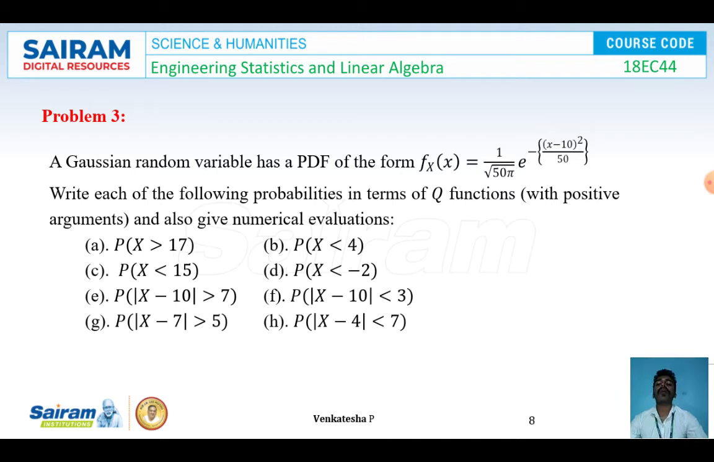The first one is p of x is greater than 17. Second one, p of x is less than 4. Third one, p of x is less than 15. Fourth one, p of x is less than minus 2. Fifth one, p of mod x minus 10 greater than 7. Sixth one, p of mod x minus 10 less than 3. Seventh one, p of mod x minus 7 greater than 5. Eighth one, p of mod x minus 4 less than 7. So to express the probability in terms of Q function, we are supposed to use the normal distribution table here.